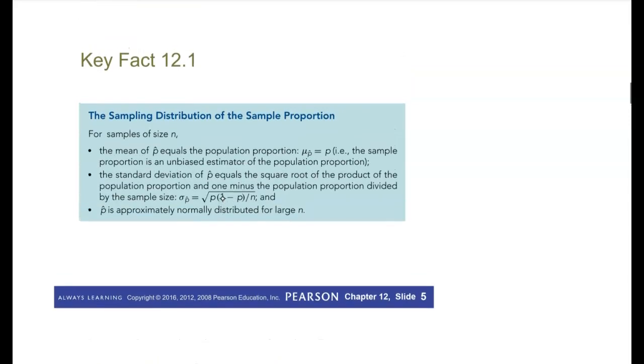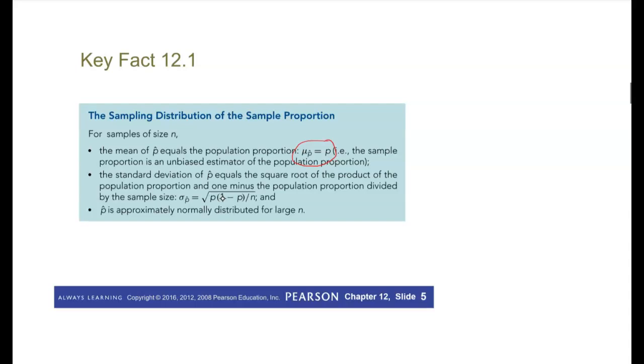When we talk about our sampling distribution, it's very similar to when we dealt with the sampling distribution for the mean. If we took the mean of all of our p hats, all of our sample proportions, the mean of all those p hats would be equal to the population proportion. So this is why our sample proportion is an unbiased estimator of the population proportion.